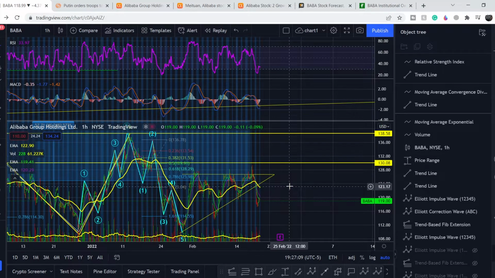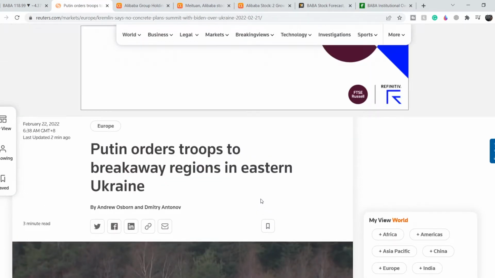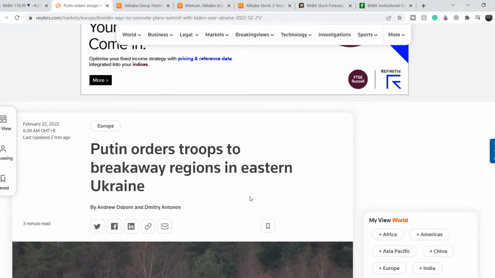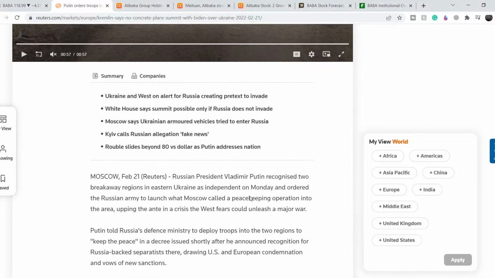I have to say that for now we are still in the middle of nowhere, and on top of that we have a lot of geopolitical news that might cause a storm on the markets. Let me show you this. Right here on Reuters.com, we have an article that was published just several hours ago, and it says, Putin orders troops to break away regions in eastern Ukraine. Let me quote you the summary. Ukraine and West on alert for Russia creating pretext to invade. White House says summit possible only if Russia does not invade. Moscow says Ukrainian armored vehicles tried to enter Russia. Kyiv calls Russian allegation fake news.